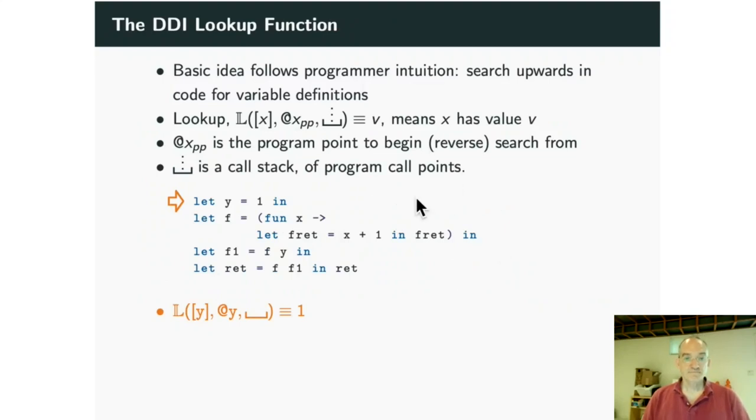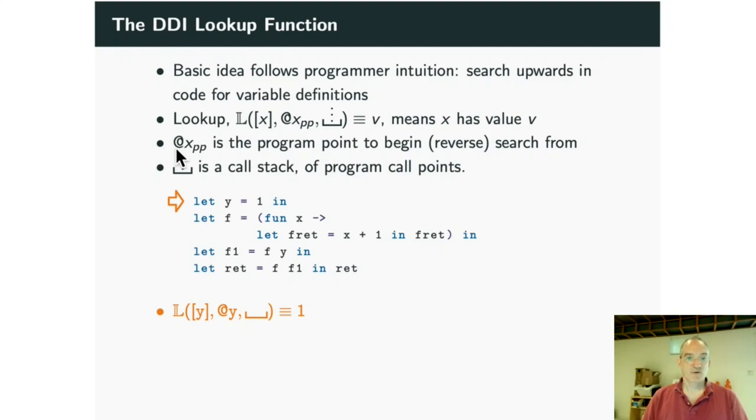The main function we want to define is a lookup function. With the lookup function, we want to find the value of a variable. So that's the variable we want to look up. That's the point at which we want to start in the program to look it up. And this one parameter we'll talk more about is the call stack, which we use to disambiguate different activations. And the final result is a V.